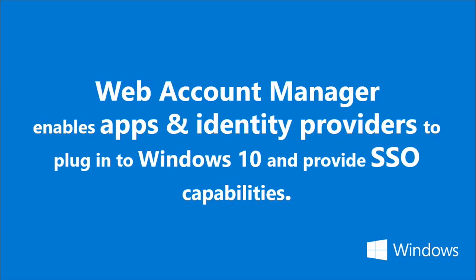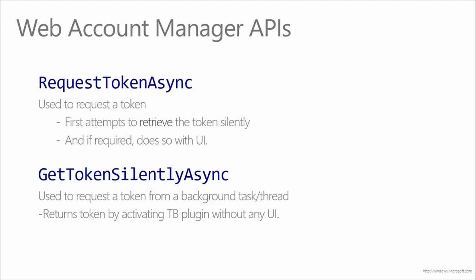So Web Account Manager enables apps and identity providers to plug into Windows 10 and provide SSO capabilities. It's really nice. The API is pretty simple. There's a RequestTokenAsync, which potentially has UI if it needs to. First of all, it'll look in its cache and say, okay, this person's already authenticated to this service. Here's a token. And if they haven't, it will pop up the UI and the user will enter their credentials, and then it will give you the token.